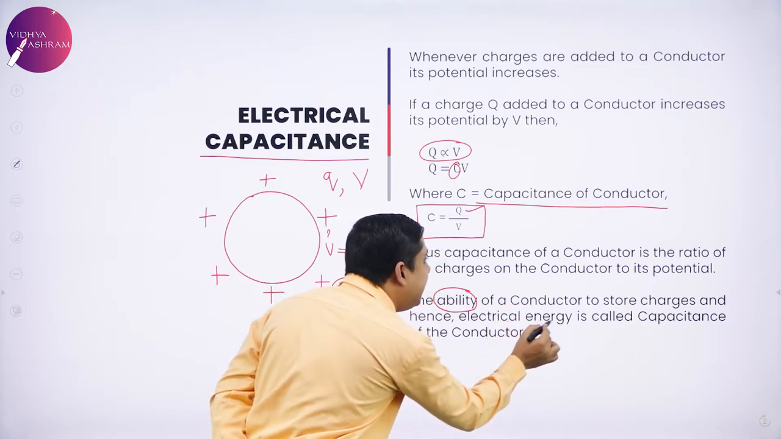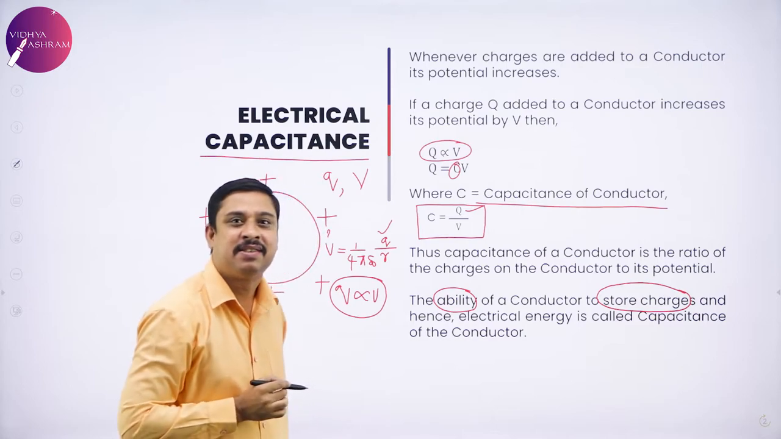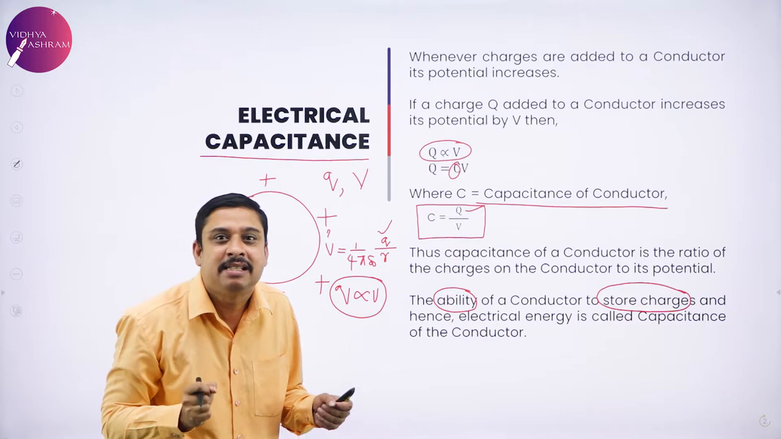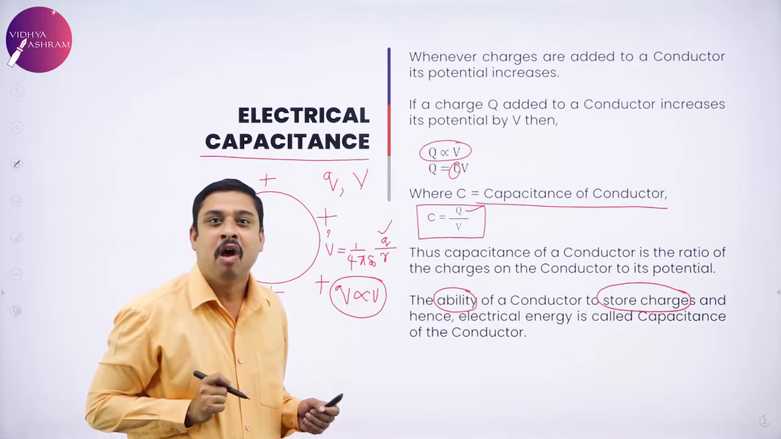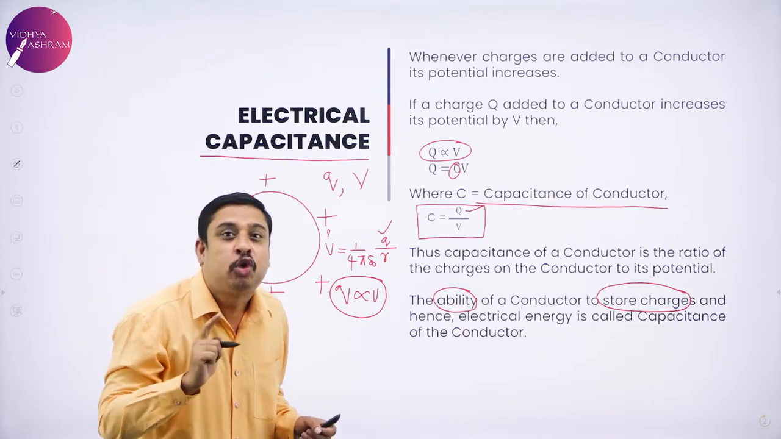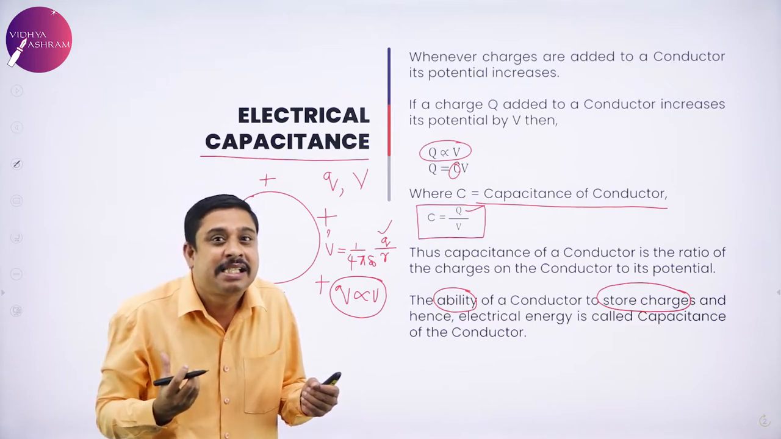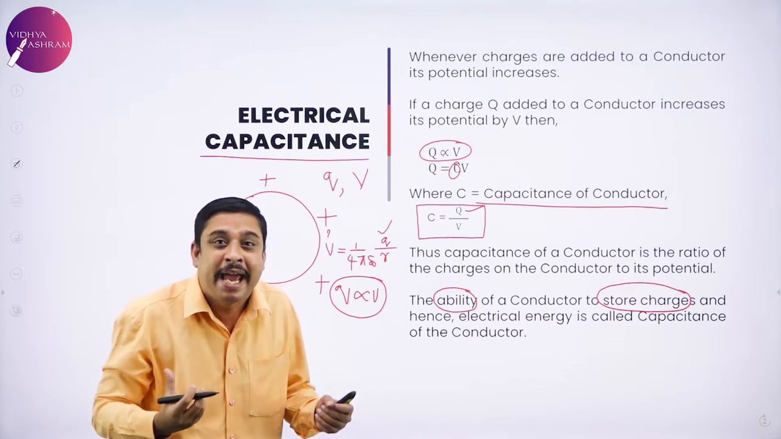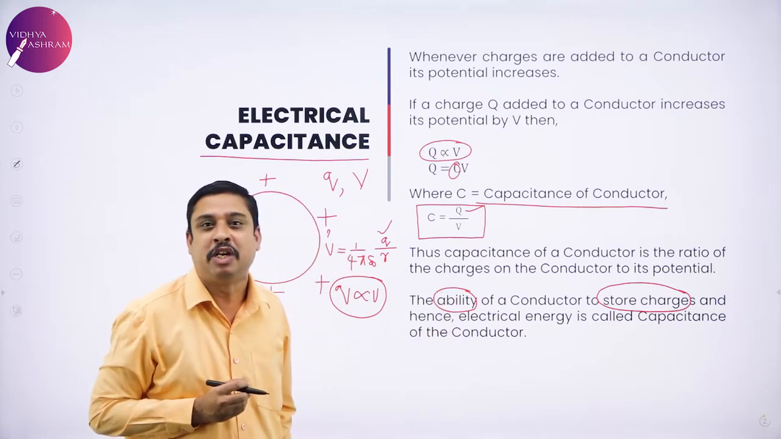Ability of a conductor to store charges. Look, how beautiful. Capacitance is the capacity or ability of a conductor to store charges. One conductor can accumulate some amount of charge. How much ability it has, that is what we call capacitance.